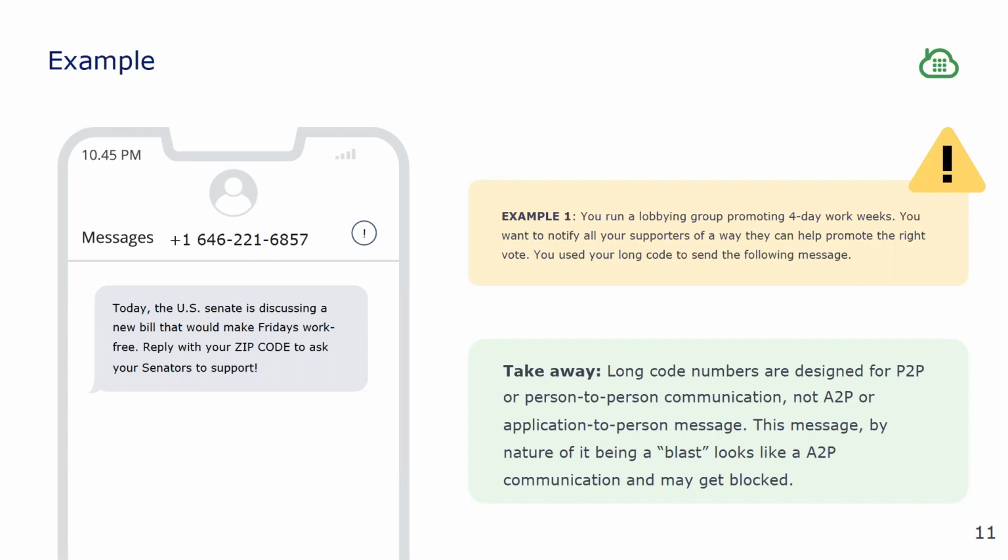Well, I support this idea, I do. But what will happen is the carriers won't. If you notice, this message is coming from a local long code. Now, if you tried to use a local long code to send this type of message to everybody in a certain area, it would look like A2P traffic. It might even look like promotional traffic. So what you would see is a few messages in, your number would be blocked and future messages wouldn't go out.